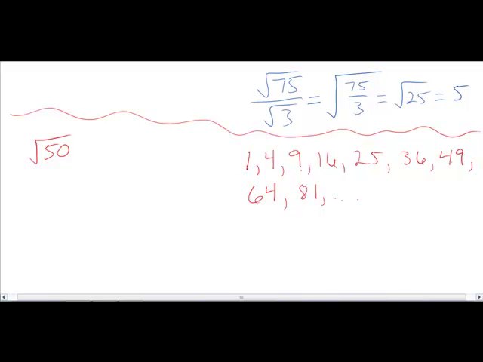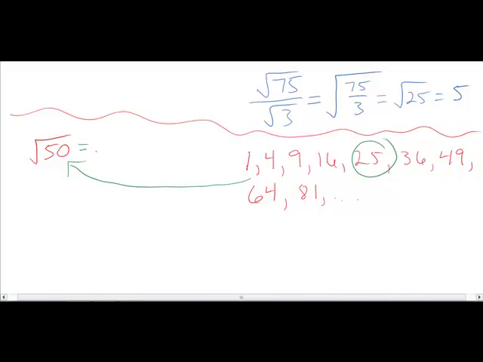Well, the reason these are such valuable numbers here is because if one of these numbers is a factor of this number under the square root, then that means we can pull part of it out. We can simplify it in that way. Now, hopefully, you see pretty clearly which number is a factor of 50. It's 25. 25 will go into 50, right?